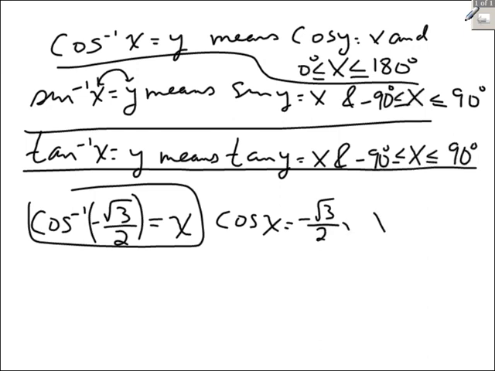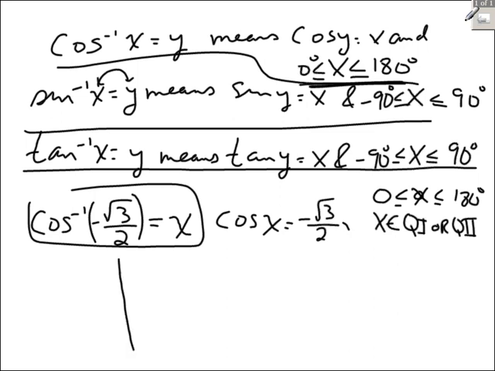and x is between 0 and 180. That is, x is in quadrant 1 or 2. After all, that is between 0 and 180. If you prefer, you can write that x is in between 0 and 180. But that means quadrant 1 and 2. Of those two quadrants, cosine is negative in quadrant 2. Cosine is also negative in quadrant 3. The cosine inverse is not defined in quadrant 3.